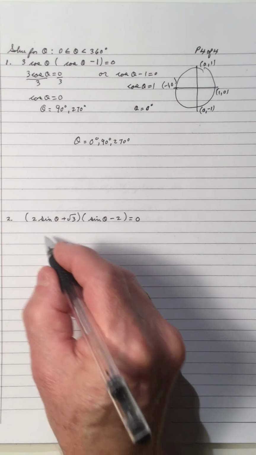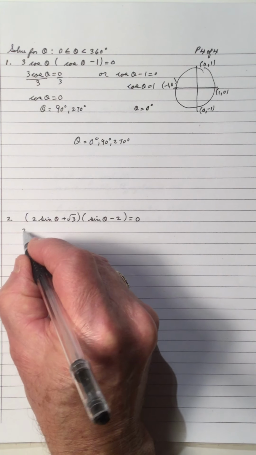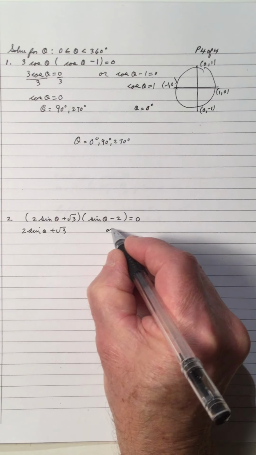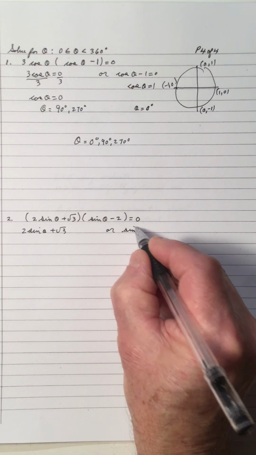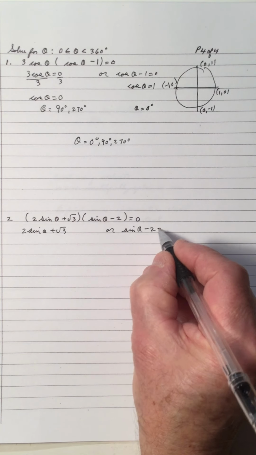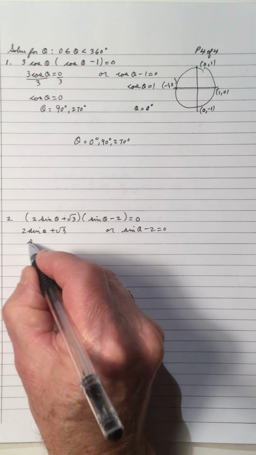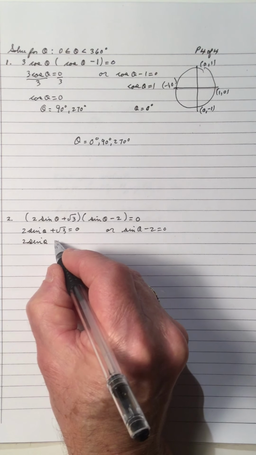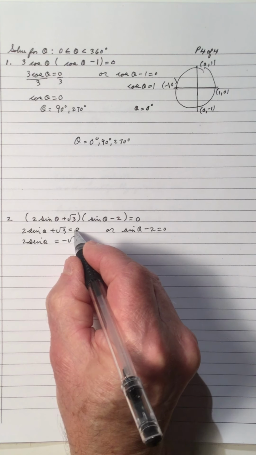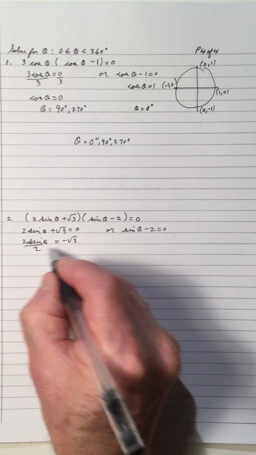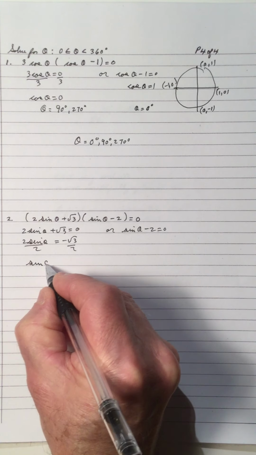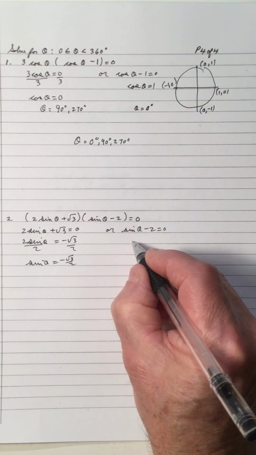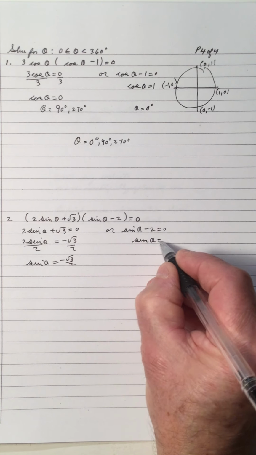And to do this one, we got 2 brackets, so we let each bracket equal to 0. And so 2 sine theta plus root 3 equals 0. Move the plus over, make it a minus. Divide by 2. Sine theta is negative root 3 over 2. And right here, sine theta is equal to 2.